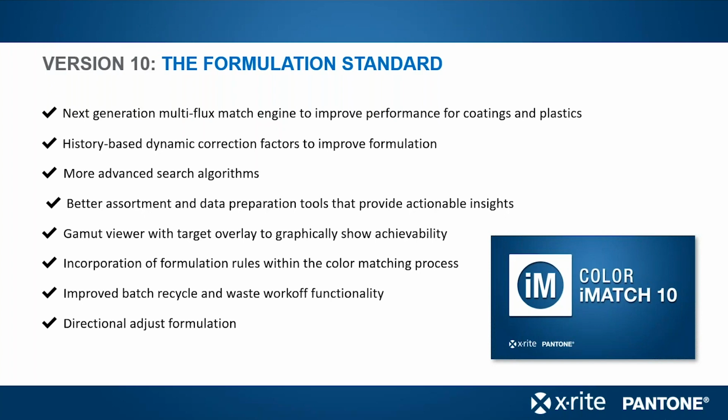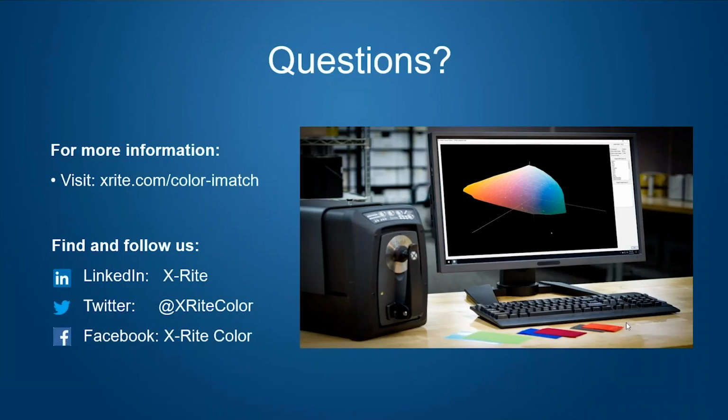We have the Gamut Viewer with the target overlay to show achievability. The formulation rules are fully incorporated into our matching process and also into our batch queuing, or formulation queuing. We have improvements in batch recycle and waste work off, and directional adjustments of formulas where we need to compensate between lab and production, or lab and a particular process. So with that, we come to the end of the presentation portion of the webinar, and at this point we'd like to host any questions you may have.